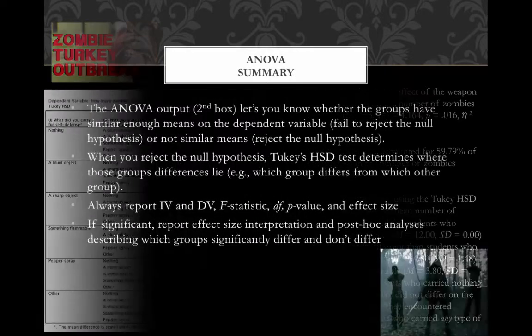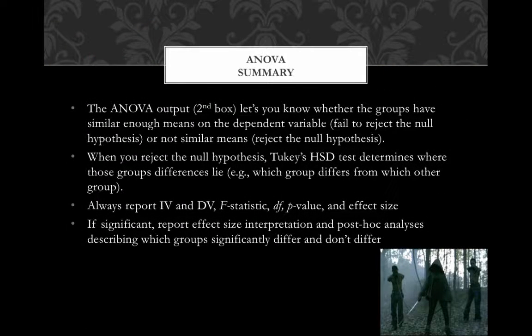So just to summarize our ANOVA F-test. Really, the first box is going to tell you your descriptive statistics. Your ANOVA second table is really going to tell you whether or not you're going to reject or fail to reject the null hypothesis, step 4. You'll also get your F-test itself, which is step 3, and then you can use Tukey's test if you end up rejecting the null hypothesis to really figure out where the group differences lie.